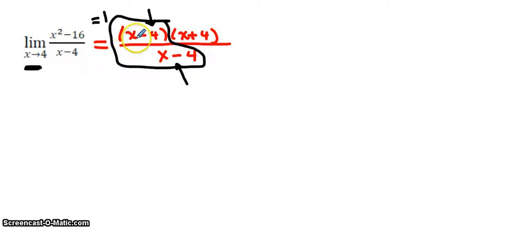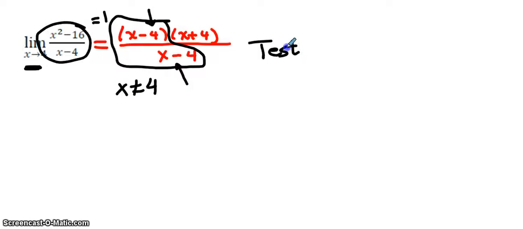So x could be 4.000000001, and we would have some number that's not 0 on top and that same number that's not 0 on the bottom. This would still be equal to 1. So as long as x is not equal to 4, we can go ahead and cancel this out. And so really this fraction right here, as we do our test, we plug in, we get 0 over 0, but that tells us, well, let's go ahead and try to factor this.